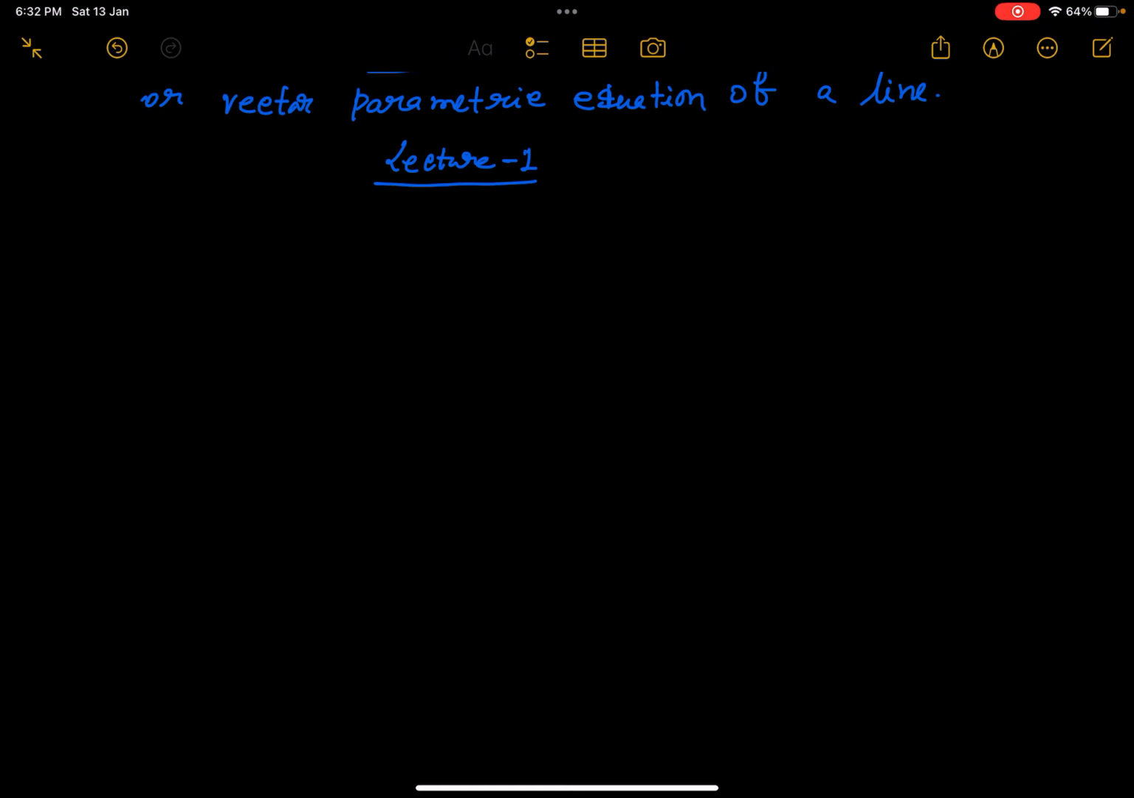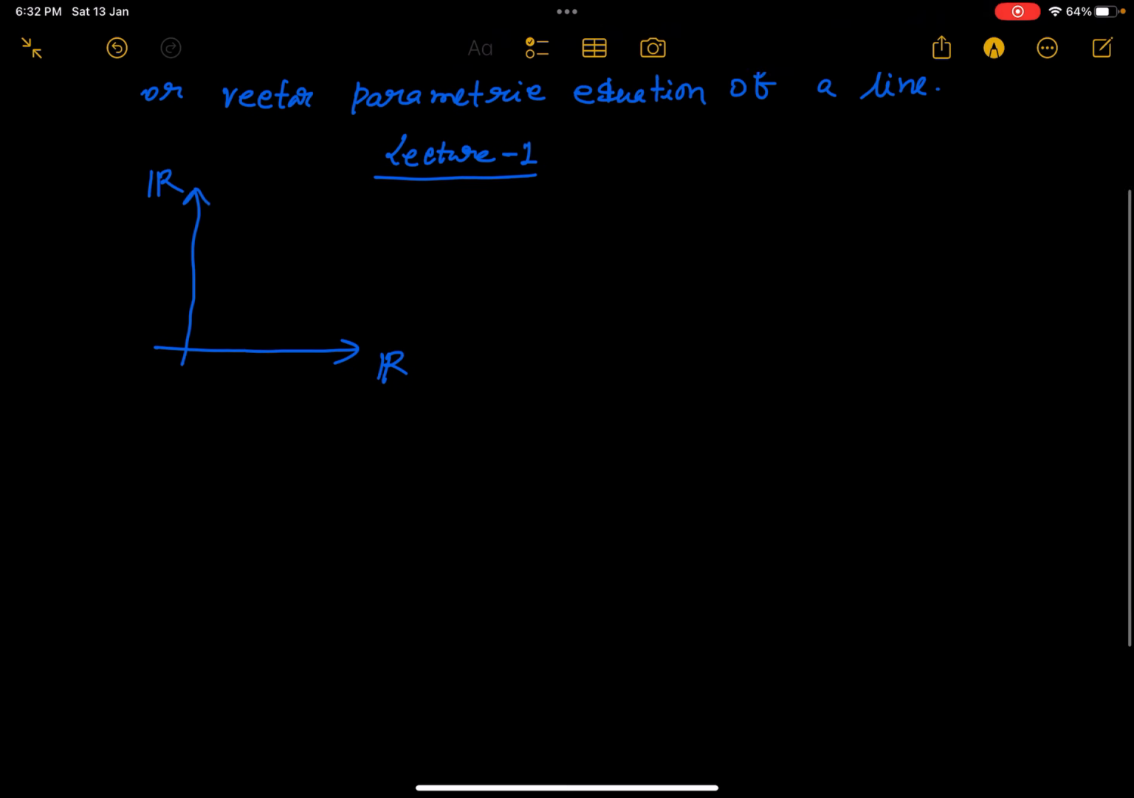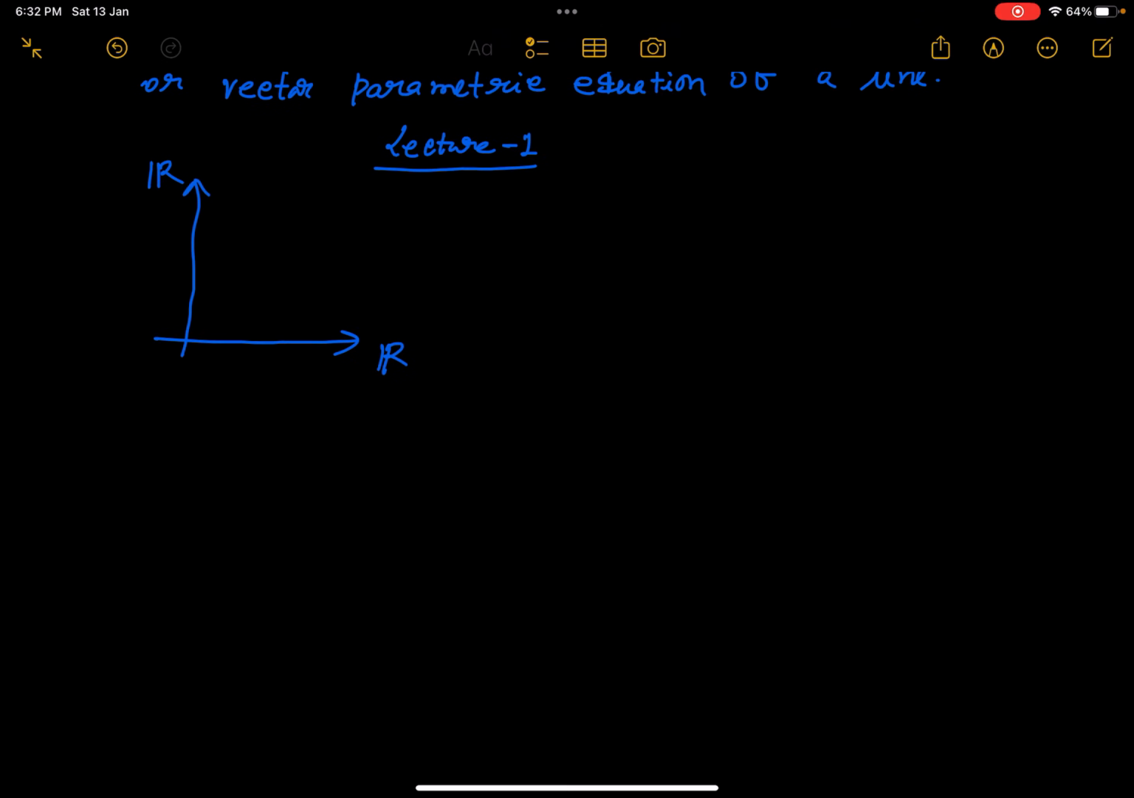So in R2, let's say this is the R2 plane. To define a line, we need a point through which it passes. Let this be the point P, and we need some direction, which is some vector A. Both P and A are points in R2. So P belongs to R cross R, and A also belongs to R cross R.